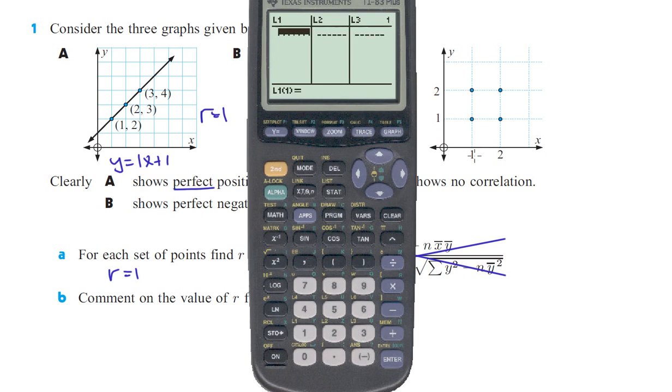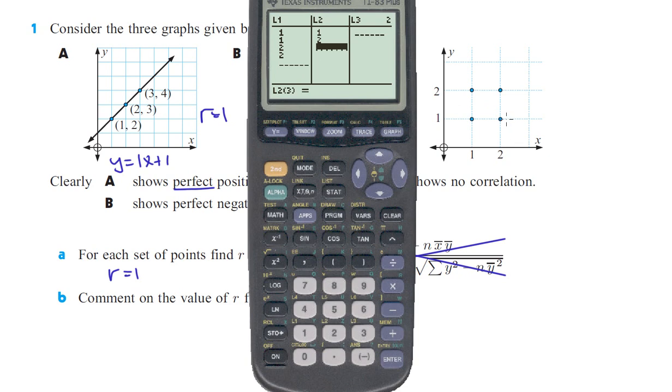Let's see. We've got 1, 1, and 1, 2, so let's do 1, enter, 1, enter. And then we have 2, 1, and 2, 2. So we got 2, enter, 2, enter. Those are all of our x's. So we've got 1, 1, and 1, 2.